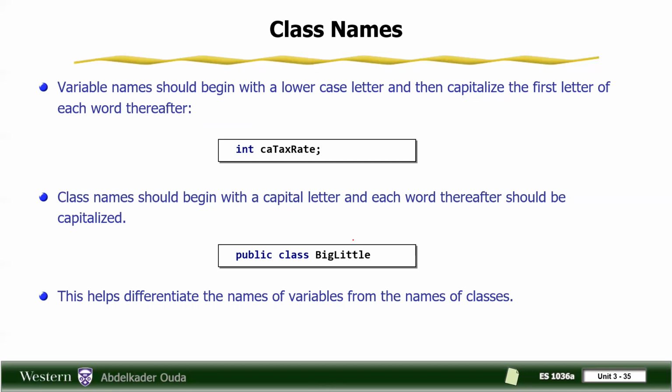This helps differentiate the names of variables from the names of classes. It is a good programming habit to use this. If it starts with a capital, that means it's a class name. If it starts with a small letter, that means it's a variable name.